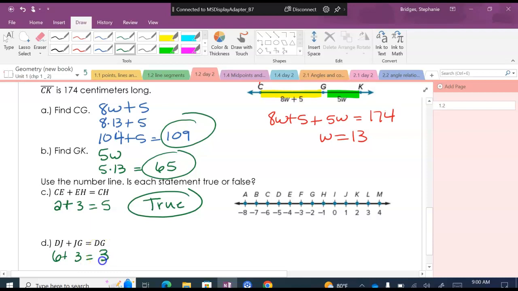So is that a true statement or a false statement? False. Okay, so be careful with that. If you had put negative 3, it would make it look like it's true. We cannot have a negative length of a segment. Okay, so when you're counting the length of a segment on a number line like that, you have to always have a positive number. Does anybody have any questions about any of that?